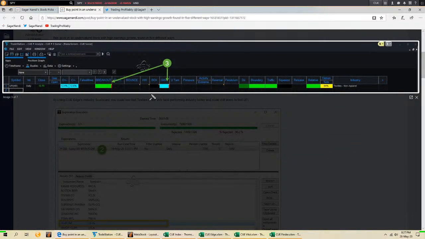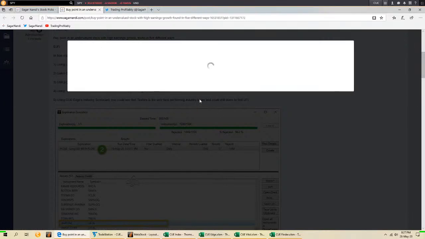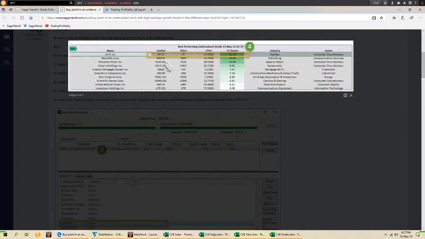Using Q Elite on TradeStation, the sonar, the radar is running in real time, and doesn't need the candle to be closed. I could find UFI as a breakout and go-with-the-flow trend following trade setup. I could use Q Elite for that. I could find it from Q Edge, the best performing undervalued stocks.